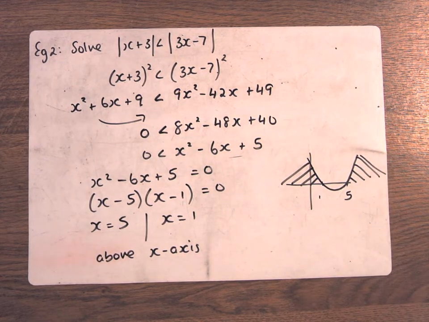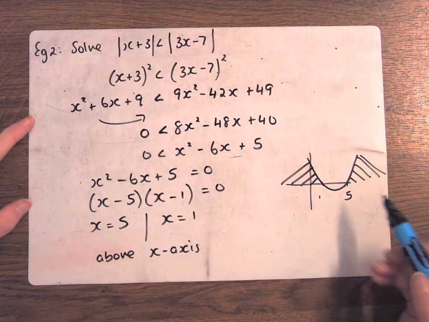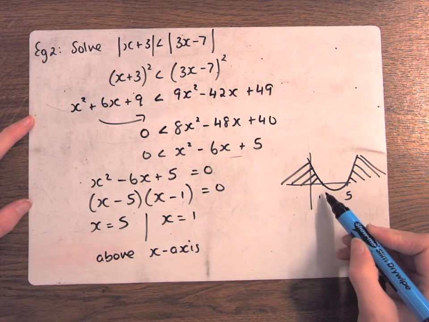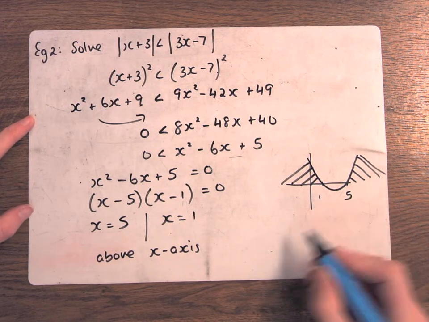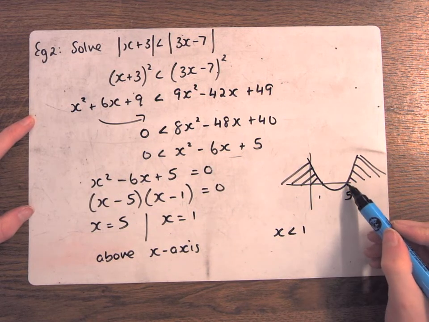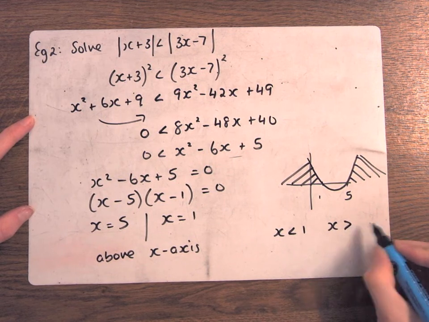So my two answers would be what? In relation to 1, is it on the left or on the right? Left. Less. Less than 1. And in relation to 5, is it on the right or on the left? Right. So that means greater than 5.